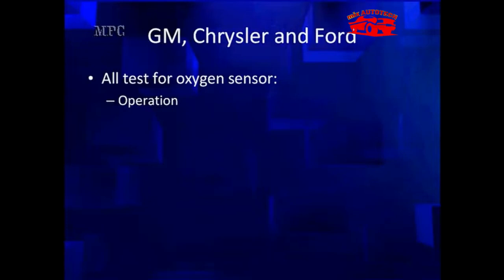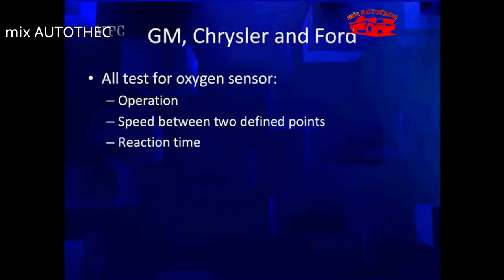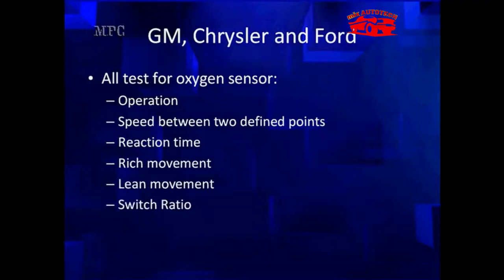They're all going to test the operation and the speed between two defined points. They may have slightly different nomenclature of what they call the speed. Switch time, very simple. Big slope, half cycle, all of these are measuring the time between 2 points. Reaction time we will show you when we start turning from rich to lean. How long does it take to make the turn? What's the rich movement? What's the lean movement? What's the ratio between different sensors? And everybody evaluates heater operation.